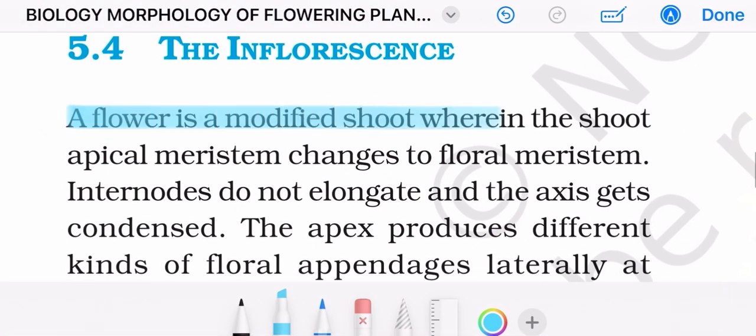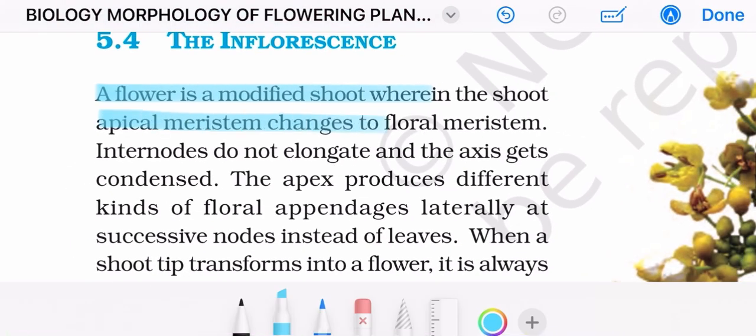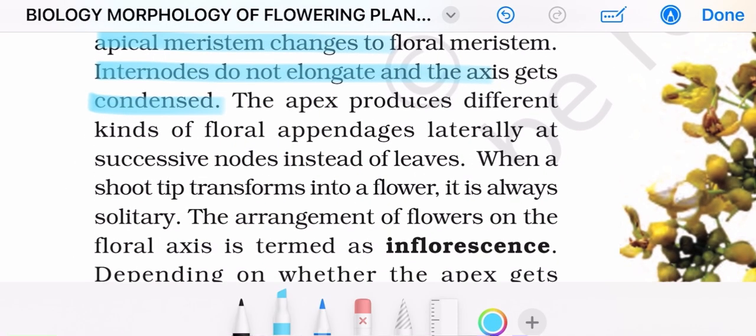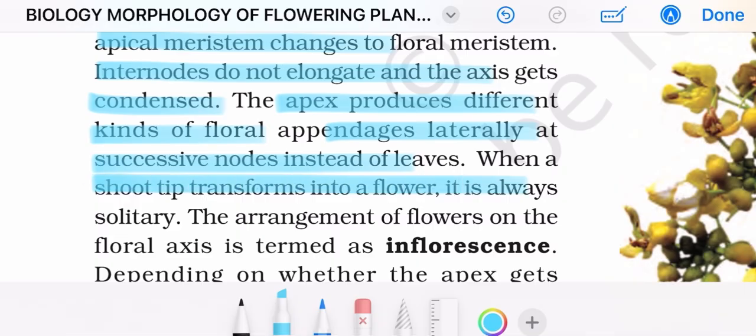Then, a flower is a modified shoot, wherein the shoot apical meristem changes to floral meristem. Internodes do not elongate and the axis gets condensed. The apex produces different kinds of floral appendages laterally at successive nodes instead of leaves. When a shoot tip transforms into a flower, it is always solitary.